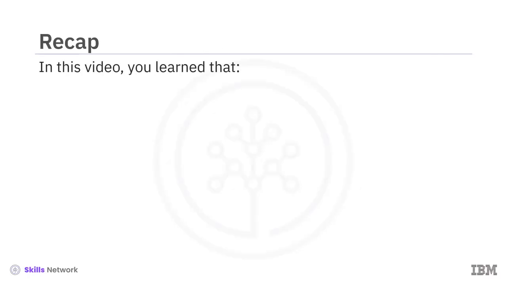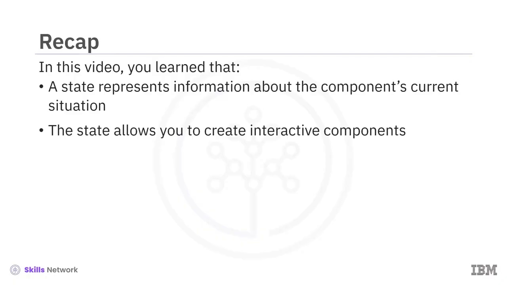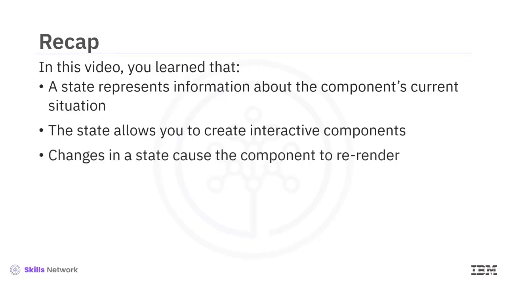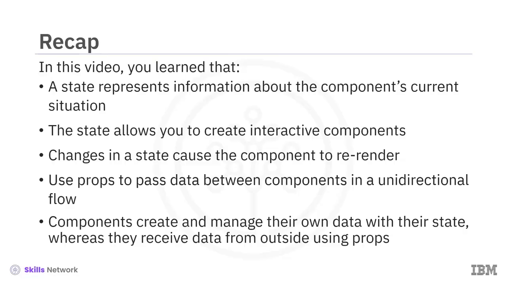In this video, you learn that a state is a JavaScript object that represents information about the component's current situation. The state allows you to create interactive components. Any changes in the state data cause the component to re-render. You use props to pass data between components in a unidirectional flow from parent to child. Components create and manage their own data with their state, whereas they receive data from outside using props.